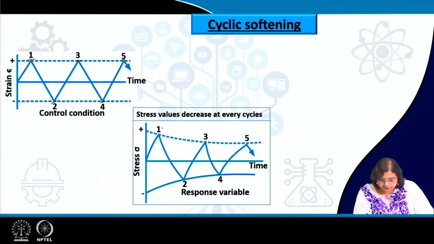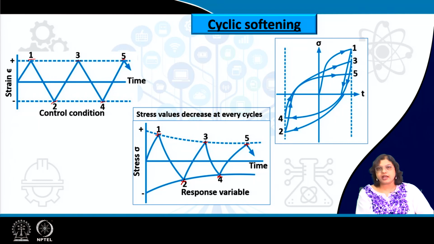So, we have some stress value in the positive part at 1 and at 3 as well as at 5, and we can very well see that the stress level for 3 is less than that of 1, 5 is less than that of 3 and so on. Similarly, for the compression side also, we can see that the stress level for cycle 4 is less than the stress level for cycle 2. And in the hysteresis loop, this is also reflected.